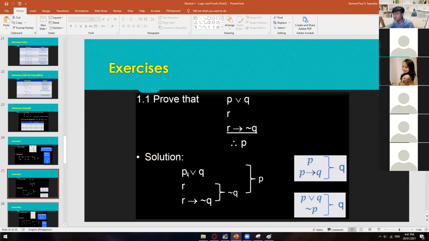And then from here, we have P or Q and then not Q. Again, this hypothesis is already proven true, but another hypothesis came out saying that this Q is actually false. So from here, we have to get the true value, which is letter P. That is why this expression is equal to this letter P.